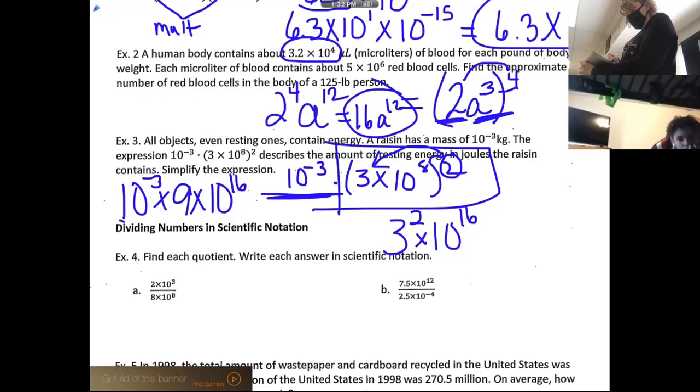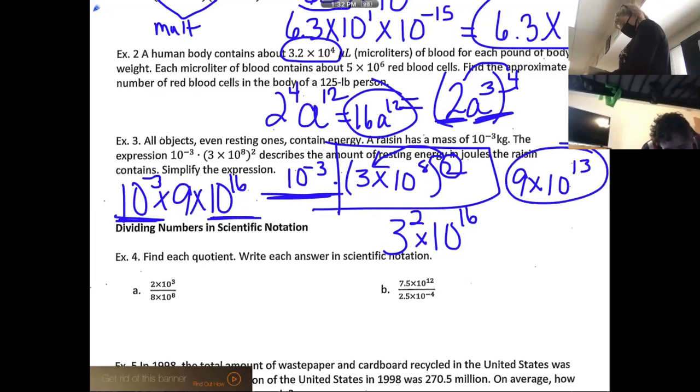Cole? What about these two? Oh, they're the same. So is that a -3? Yeah, so it's going to be 13. Absolutely. 9 times 10 to the 13th.